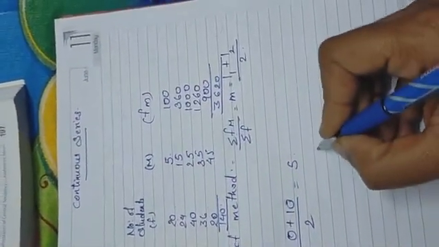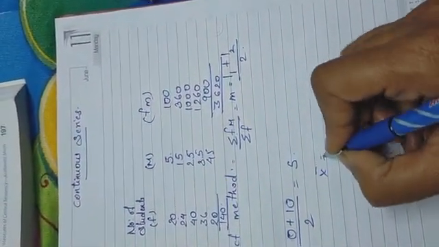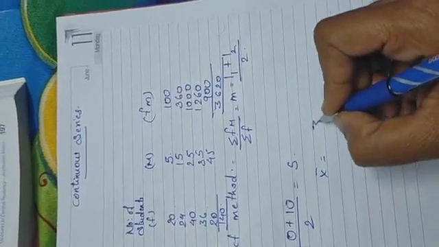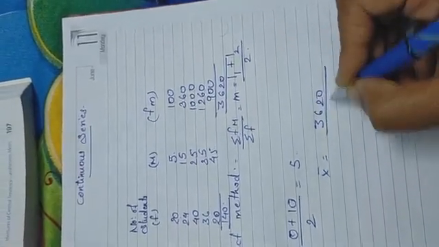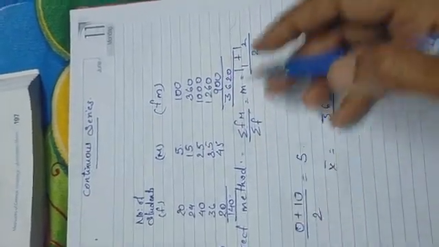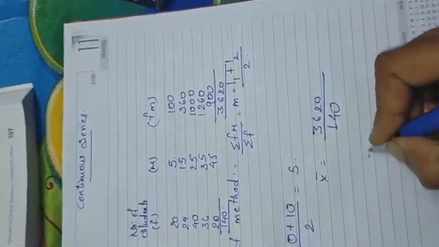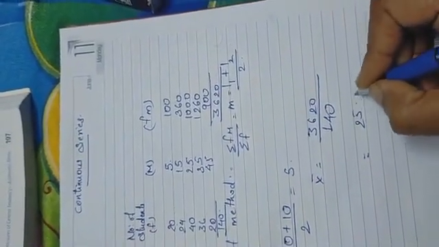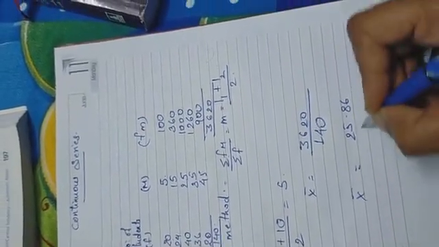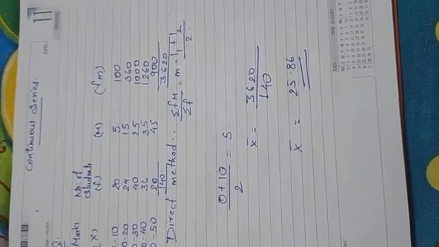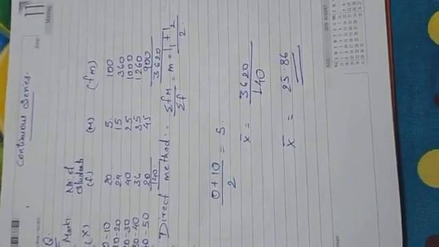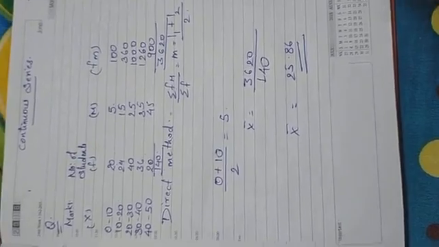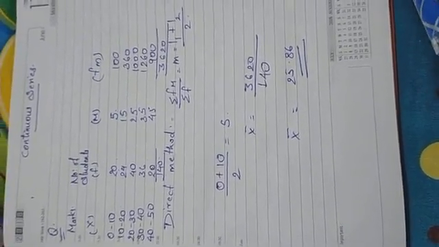Okay, so here you got sigma fm and here you got sigma f. So just put it down in the formula. Mean is equal to sigma fm, which is 3620, upon sigma f, which is 140. Okay, so you will be getting 25.86 is your arithmetic mean. This is how it is done in direct method. Okay, I hope it is clear. Direct method, yes. Then we move to shortcut method. Okay, so now we will move to shortcut method.